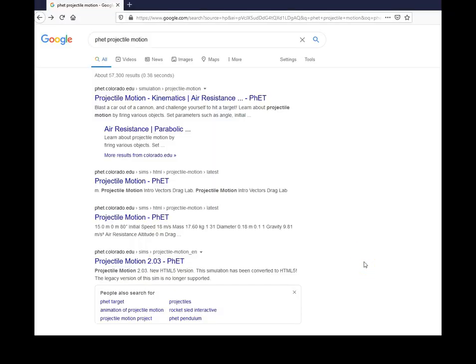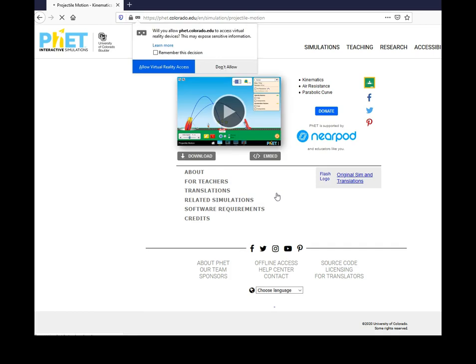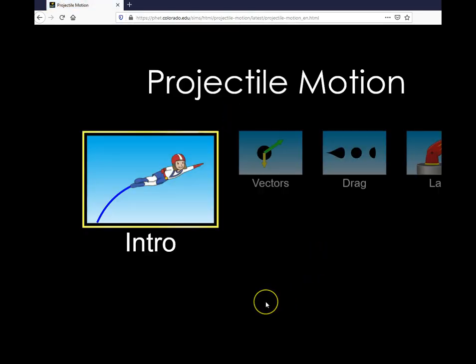In this tutorial, I will show you several of the options for the online simulator projectile motion from phet.colorado.edu. For the purposes of this tutorial, you will only need to use the introductory simulator.